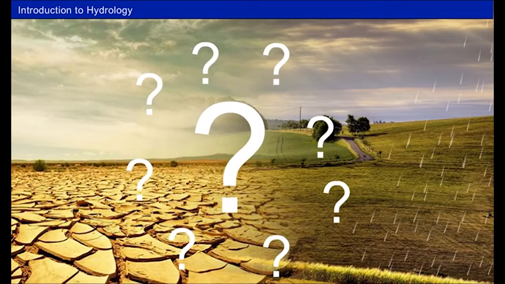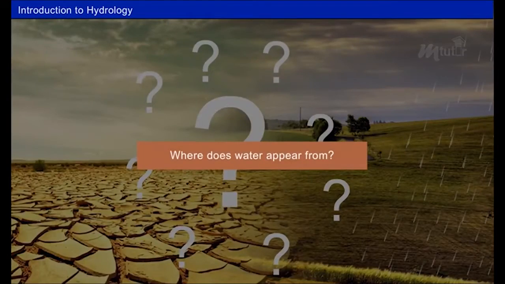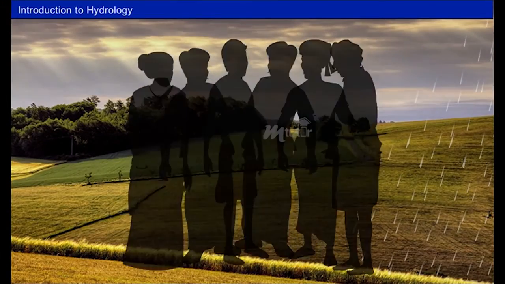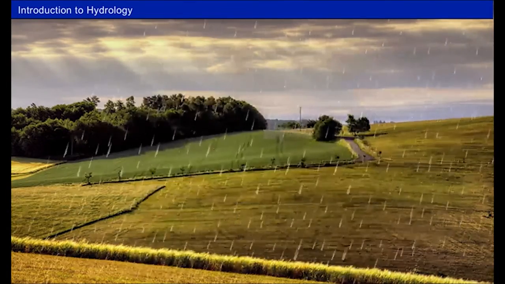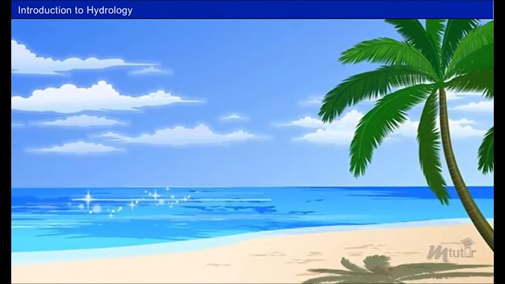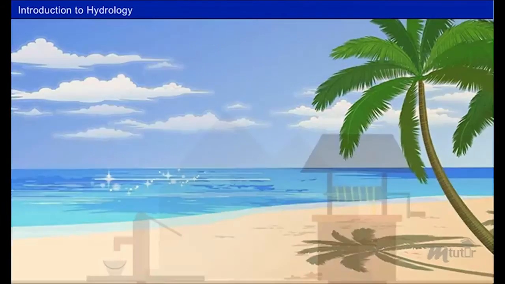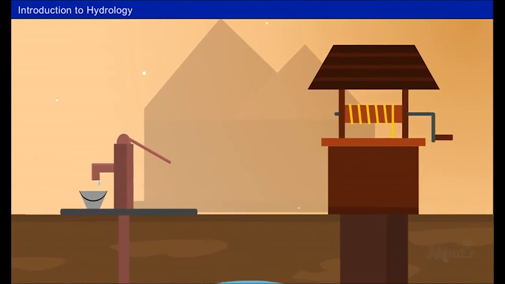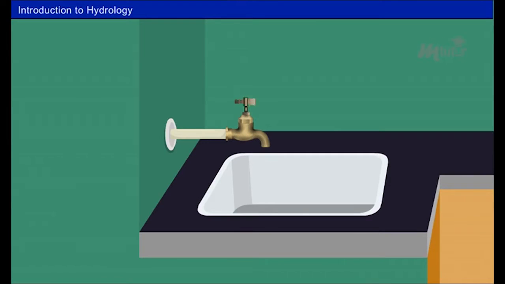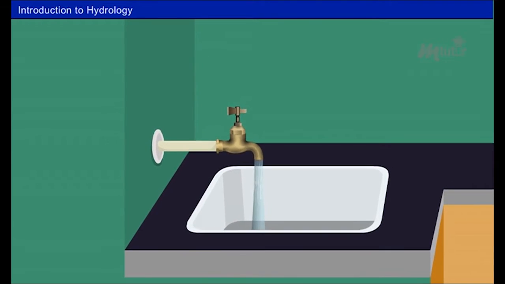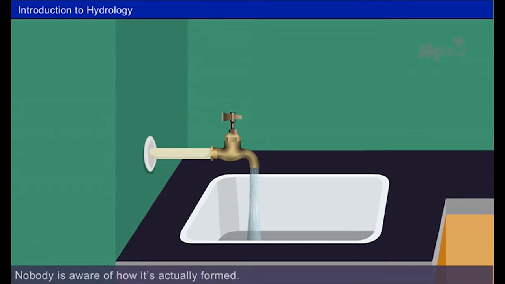The million-dollar question is, where does water appear from? Different people have different opinions. Some say it downpours from the sky. Some others say it flows out from oceans. Another group of people say it is from underground. But some even give funny answers like, when we open the tap, it pours. That's it. The answer for this is still a debate. Nobody is aware of how it's actually formed.